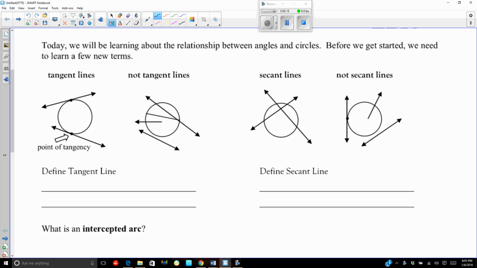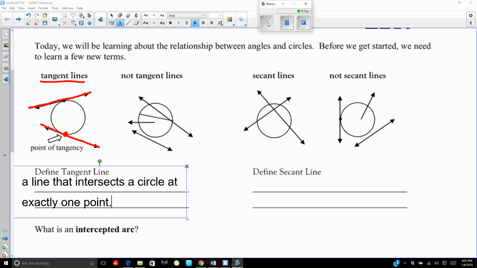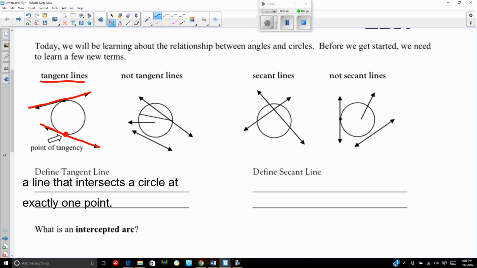The first definition we're looking at is tangent lines. Tangent is probably a word you've heard before, but a tangent line is a line that intersects a circle once. You'll notice both of these right here are tangent lines because they intersect the circle just one time. And specifically where they intersect, that's called the point of tangency. So there's the definition: a line that intersects a circle at exactly one point.